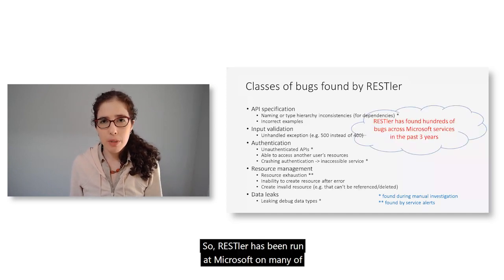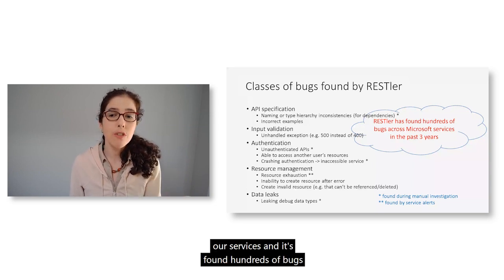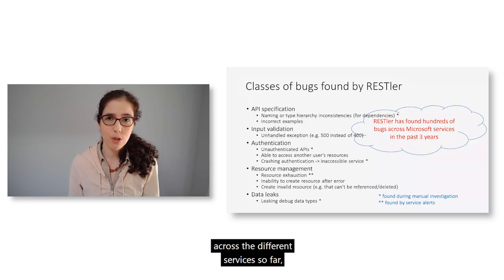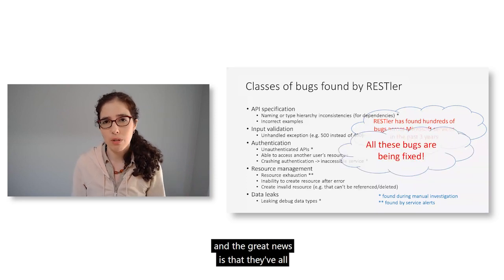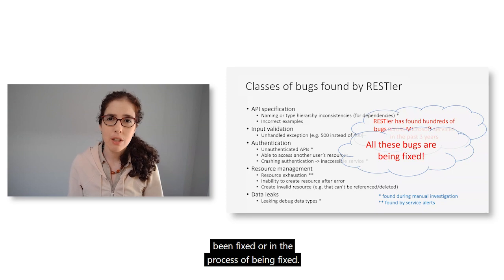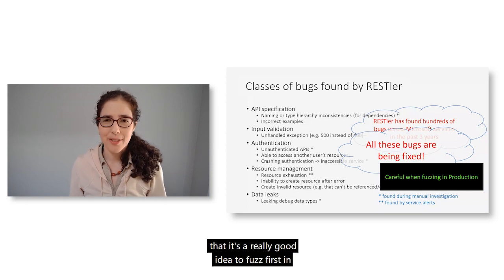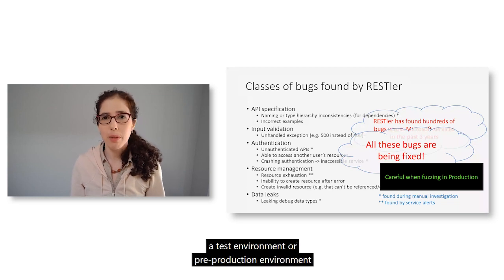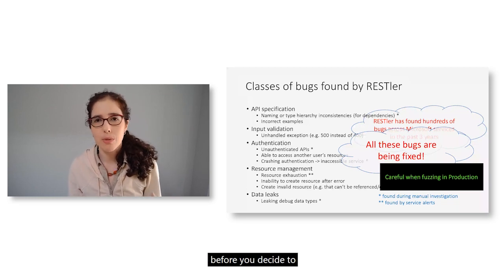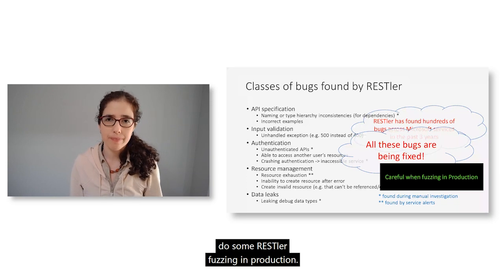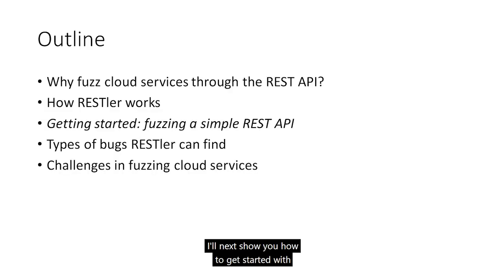RESTler has been run at Microsoft on many of our services, and it's found hundreds of bugs across the different services so far. The great news is they've all been fixed or are in the process of being fixed. With the resource management bugs that it's found, we do warn folks that it's a really good idea to fuzz first in a test environment or a pre-production environment before you decide to do some RESTler fuzzing in production. All right, I'll next show you how to get started with fuzzing a simple REST API with RESTler.